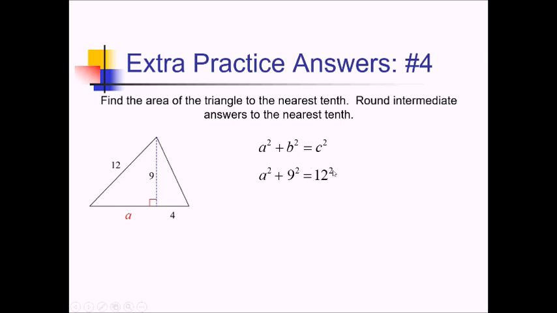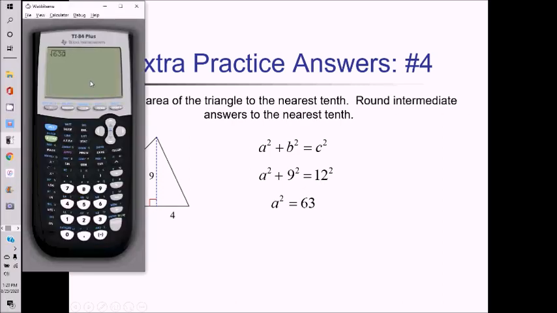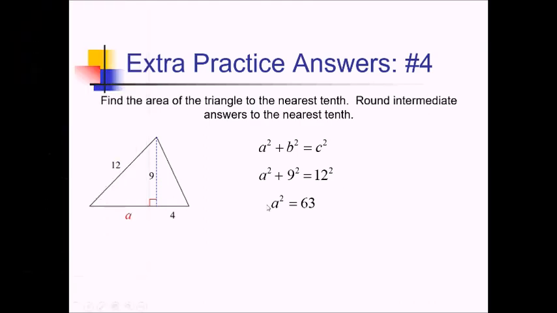And then this is 144 minus 81 if I'm trying to get a squared by itself. So that's going to be 63. And then if I square root that to get the value of a, I'm going to round that off to the nearest tenth. I could simplify the radical, but the problem says nearest tenth, so we're going to use the calculator at this point. So I've got square root of 63, and I'll round that off to 7.9. We round our intermediate values to the nearest tenth. So now I've got 7.9 for that side.